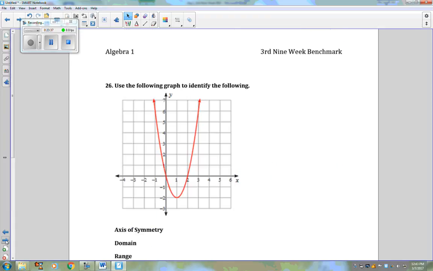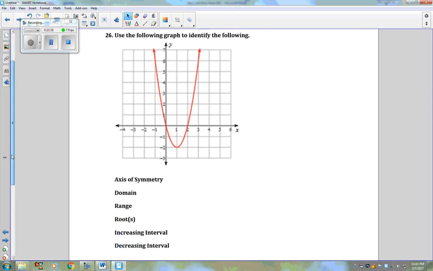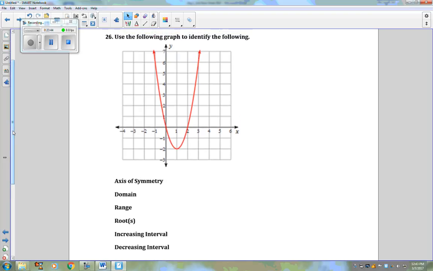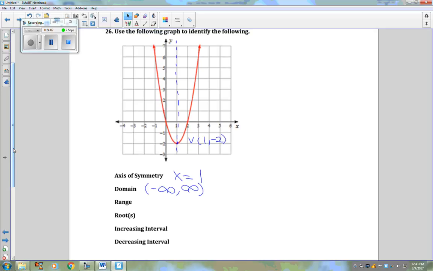And the last problem, we're going to answer all these. You will see one like this on the constructed response portion of your test. The axis of symmetry is the line that goes through the vertex, and it's always x equals whatever that x coordinate is. The vertex is 1, negative 2. That's x equals 1. The domain for all quadratics is all real numbers, which is negative infinity to positive infinity, always. Remember, as this goes up in each direction, it goes out, so it covers all the x coordinates.